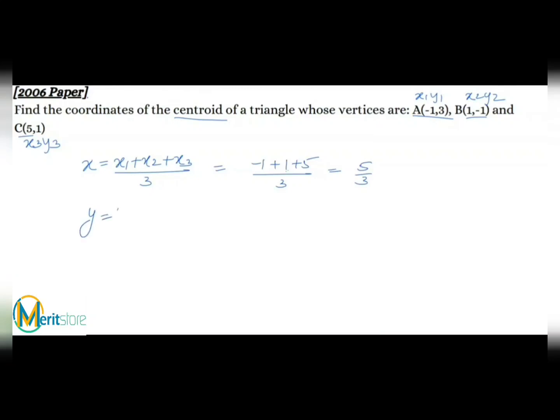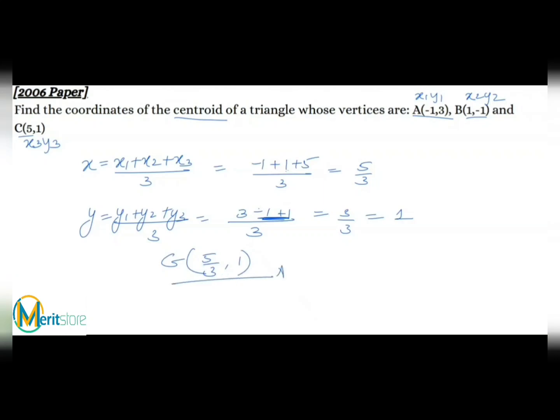The y coordinate can be found out by (y1 plus y2 plus y3) upon 3. y1 is 3, y2 is minus 1, and y3 is plus 1 upon 3 again. So this becomes 0, 3 upon 3, that becomes 1. So the centroid coordinates are 5 by 3 and 1. That's our answer.